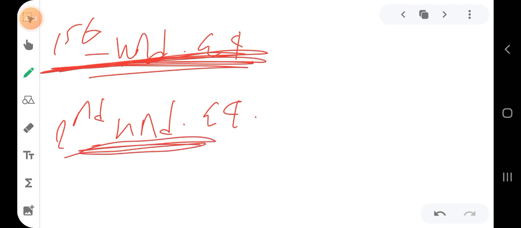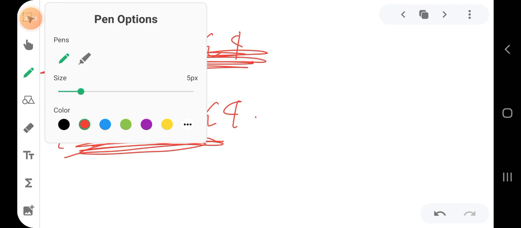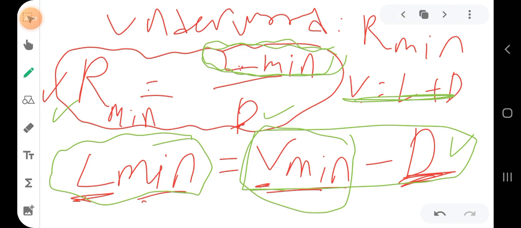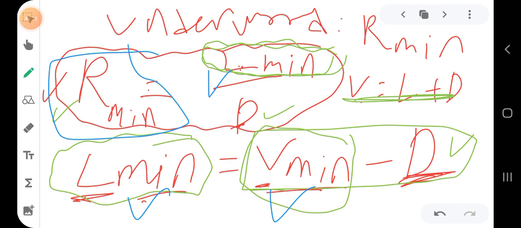So what's the second Underwood equation? This second Underwood equation is this equation. The minimum V that we want, remember that we want this V minimum, because if we know V minimum, we can get L minimum. If we know L minimum, we can get R minimum. Okay, so keep this in your mind. That's why we need this V minimum.